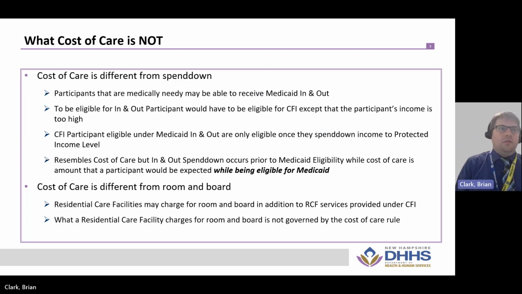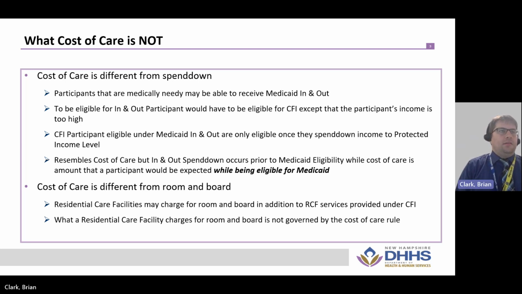I also wanted to go over what cost of care is not, because it's similar to a few things, but it is not them. So cost of care is not a spin down. A spin down is when a participant that is medically needy opens for what is called Medicaid in and out. To be eligible for in and out, a participant would have to be eligible for CFI, except for the fact that the participant's income is too high.